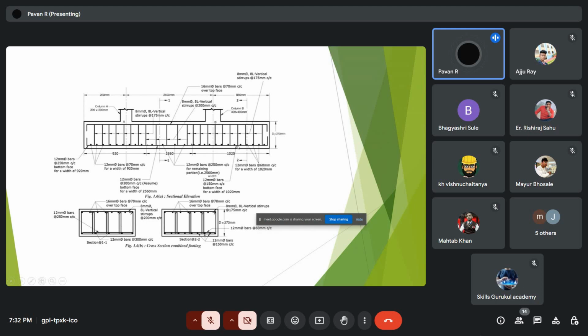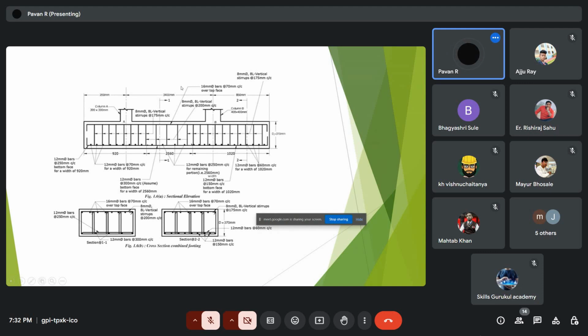Even we can check the main reinforcement, that is this is the transverse reinforcement that we are seeing. It is provided with 12 mm bars at 250 mm center to center in the middle portion, and in this projection, up to 120 mm from here to here, we can see that it is provided with a spacing of 60 mm. And in this portion, we should provide 12 mm bars at 70 mm center to center for a width of 920 mm.